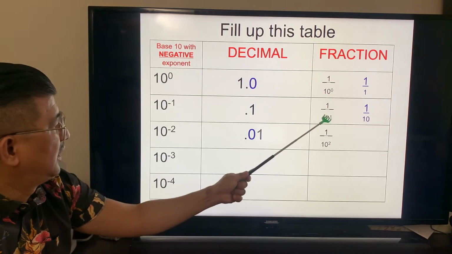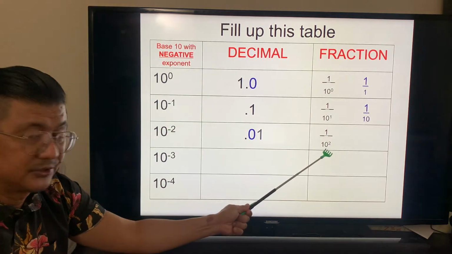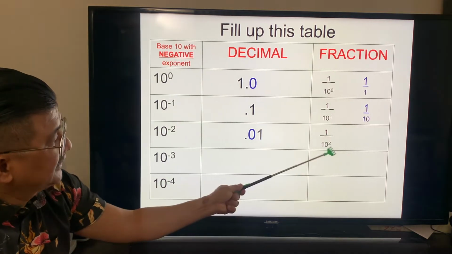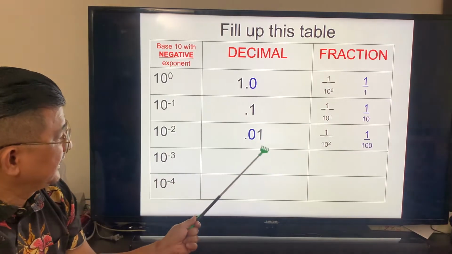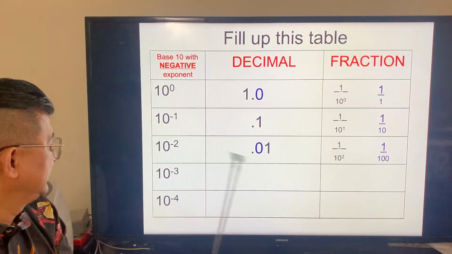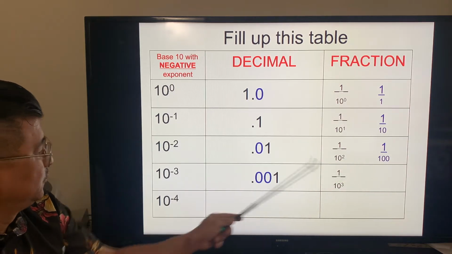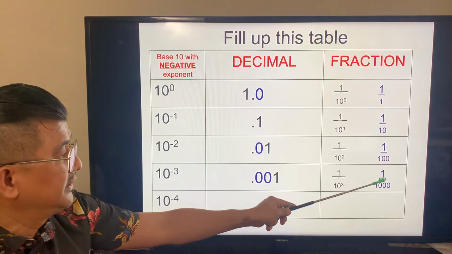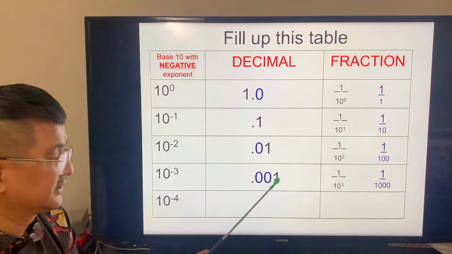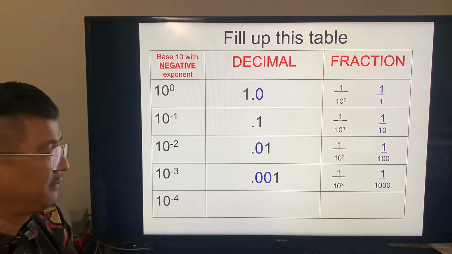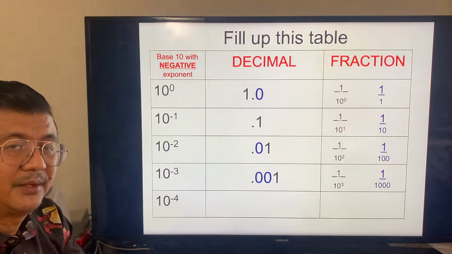That is what? 1 over 10 to the second power. That negative, remember, it goes to the denominator here. And what is 10 to the second? 1 over 100. Because the place value here is hundredths. Next, this is what? 1 over 10 to the 3rd, we know that. That's 1 over 1,000, correct? And how do you read this? Thousandths. 2 zeros followed by 1. Negative 3, 2 zeros followed by 1.